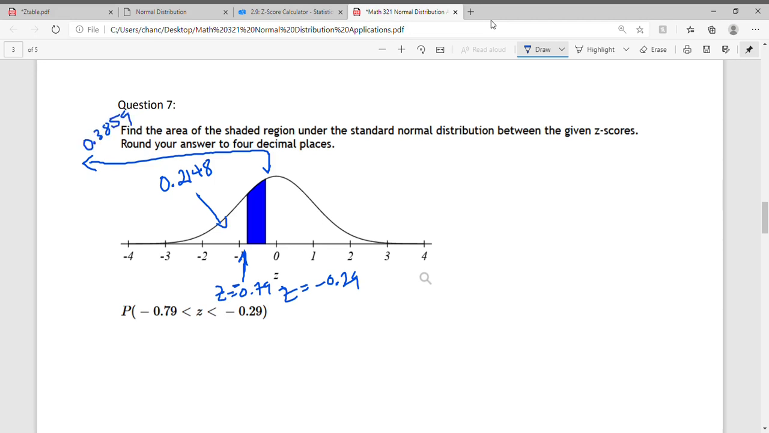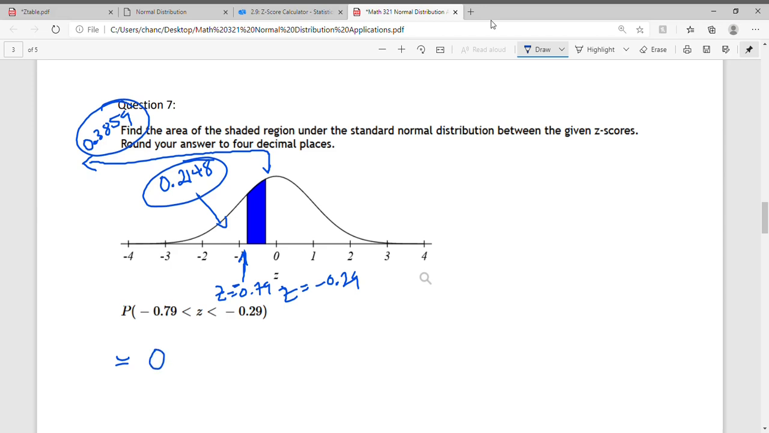0.3859. Now, I want to find the area between them. I don't want to find the area to the left of both of these. I have to do a subtraction. Now, the easiest way to remember this is to subtract the bigger number minus the smaller number.